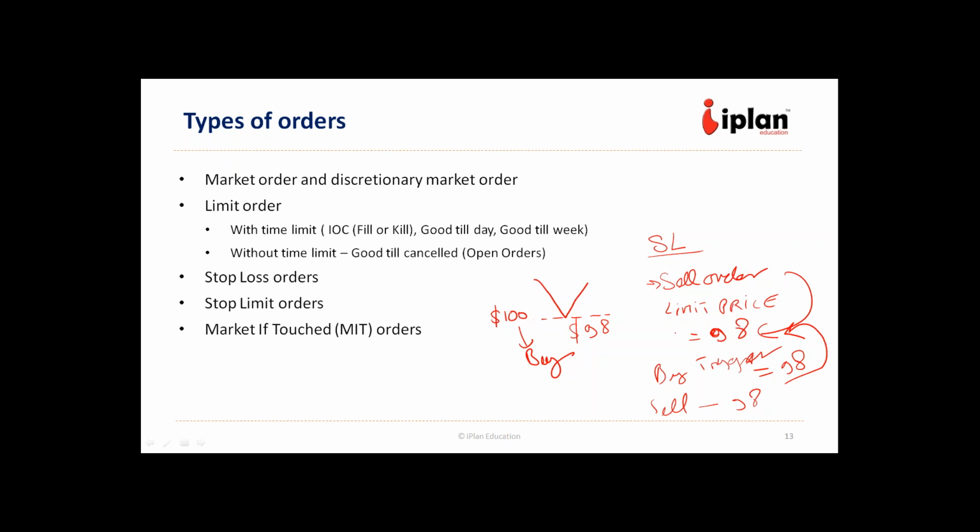Otherwise, if the price doesn't touch 98, then my order will not get placed into the system, and you let the price go up and make the profit. So what I do is I put an instruction of selling at 98 with a trigger price of 98, or I can put a trigger price of, let's say, 97, and then place an order. If the market goes to 97, then my order of selling at 98 gets placed and executed, and your loss will be 2. Otherwise it will go into a pending order.